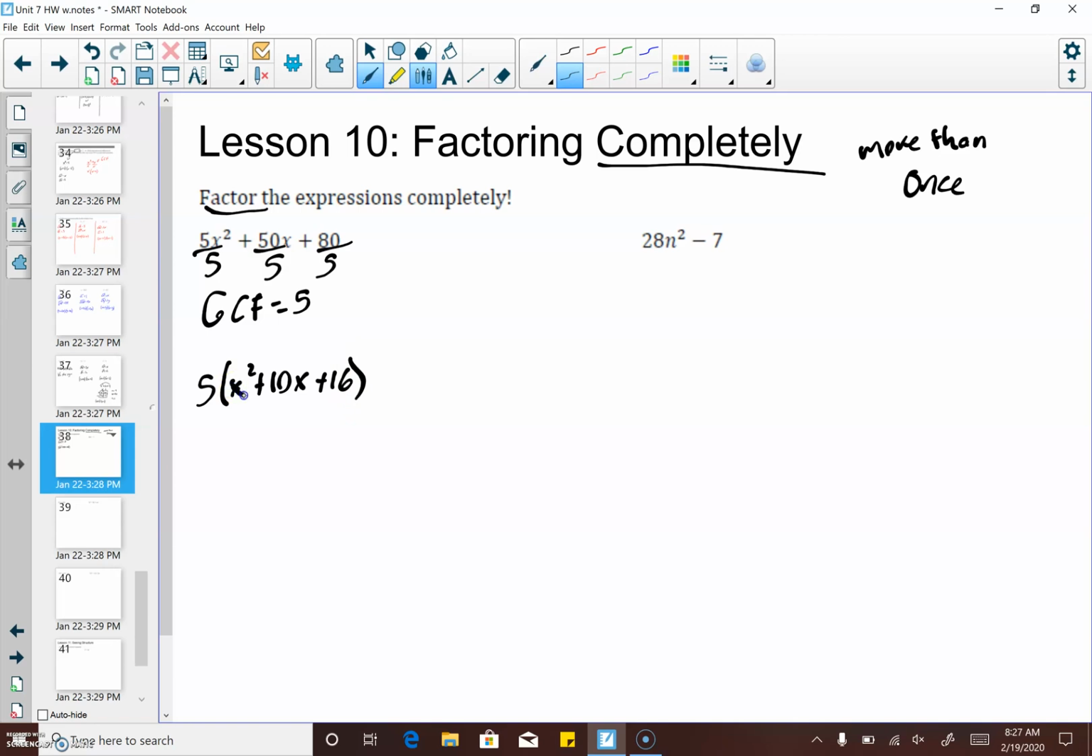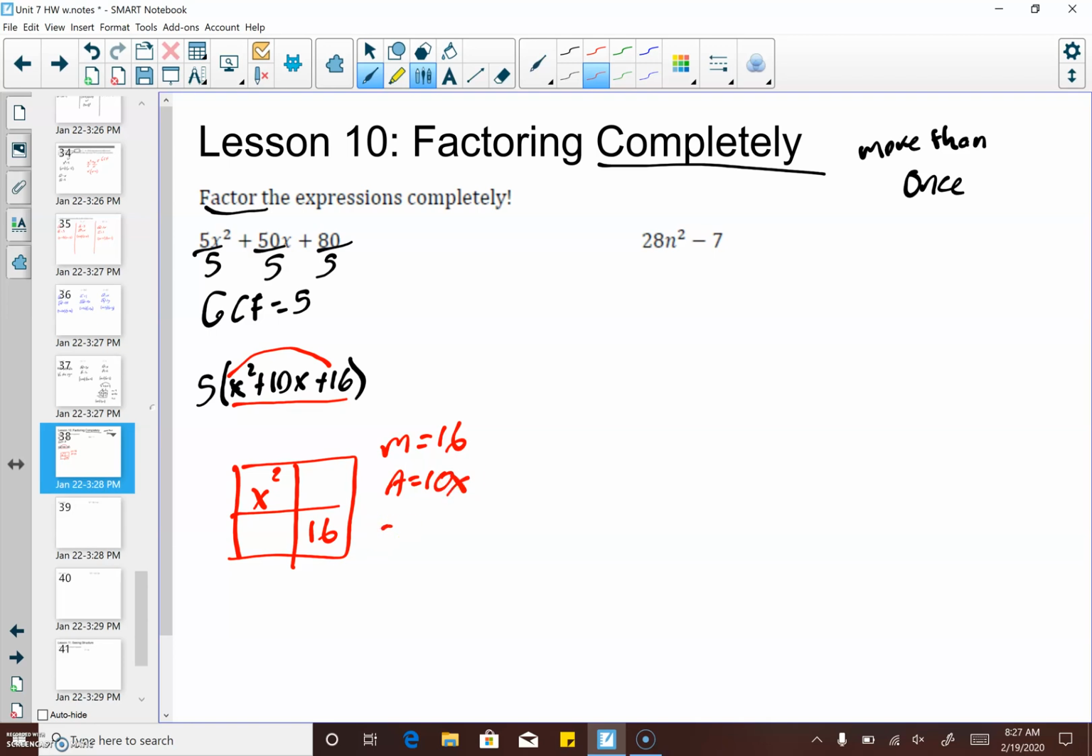So now our first factoring was the GCF, and now we want to just focus on what is left here in our trinomial. And that we want to put into boxes. So x squared and 16. Multiply first number by last number, so what multiplies to 16 and adds to 10? Well, that would be 8 and 2. So 8 times 2 is 16, 8 plus 2 is 10. So we are 8x and 2x.